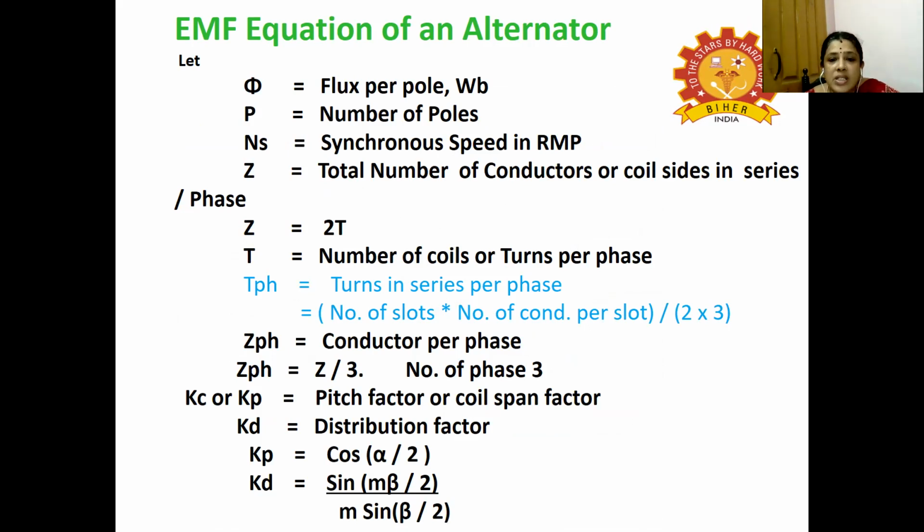TPH is the turns in series per phase, number of slots into number of conductors per slot divided by 2 into 3. ZPH is equal to conductors per phase. ZPH is equal to Z by 3, since number of phases is equal to 3. Kc or Kp is the pitch factor or coil span factor. Kd is the distribution factor. Kp is equal to cos alpha by 2. Kd is equal to sin m beta by 2 divided by m sin beta by 2.